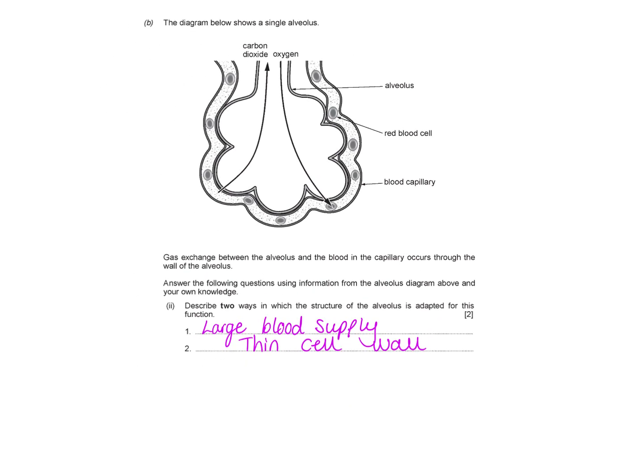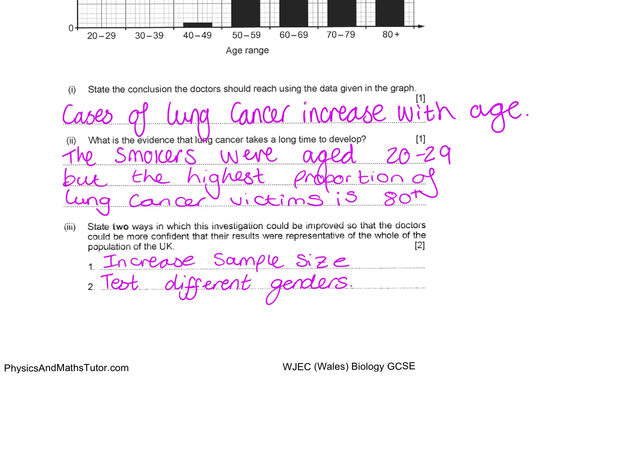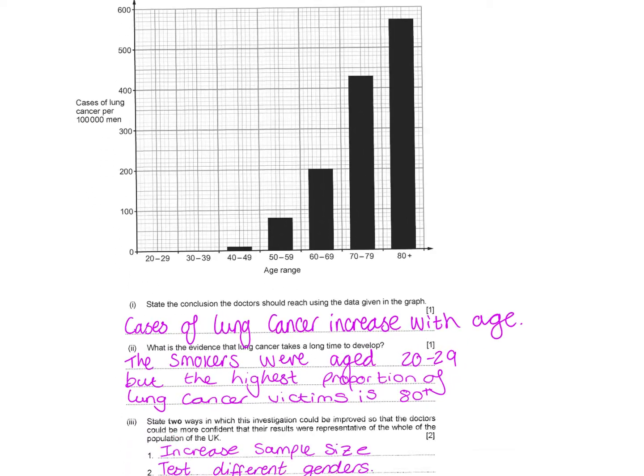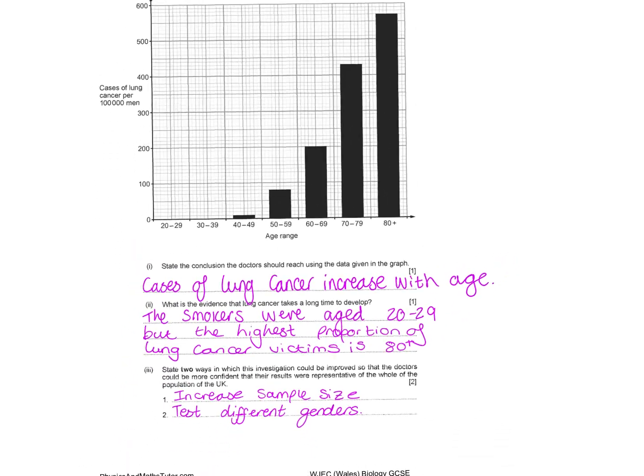Next question then. Describe 2 ways in which the alveoli is adapted. It's got a really large blood supply and it's got a really thin cell wall. Okay, it's also got a really large surface area. That's the other mark you could have got there. Then, just again, you can see a lot of these questions are using information from graphs and tables, so you've got to make sure you read everything clearly.